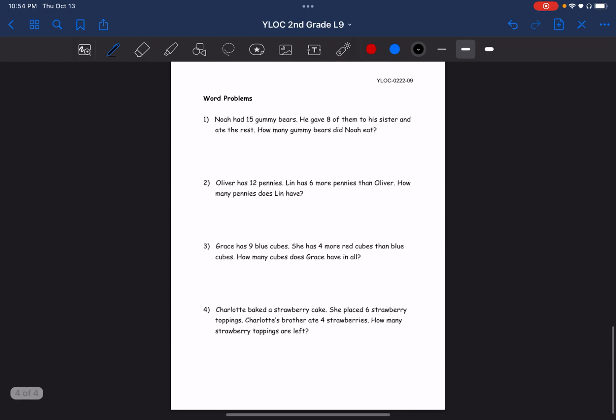More problems. Let's do number 2. Oliver has 12 pennies. Lynn has 6 more pennies than Oliver. How many pennies does Lynn have? Alright, so Oliver has 12 and Lynn has 6 more pennies than Oliver. So we add 6 to the 12. So it's 12 plus 6, and that equals 18.